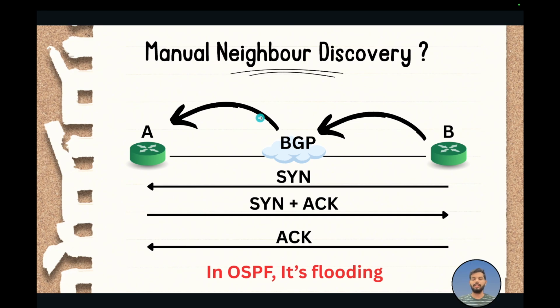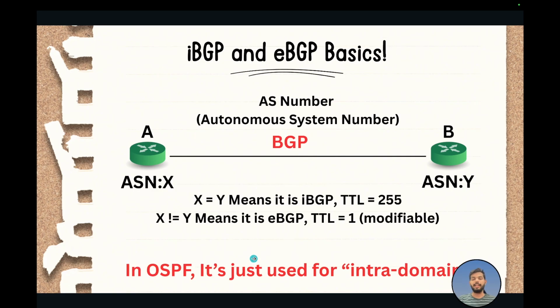So these are the two things that you must be aware of before starting with BGP. And this is basically the main difference between BGP and OSPF: iBGP and eBGP, as we talked about earlier.